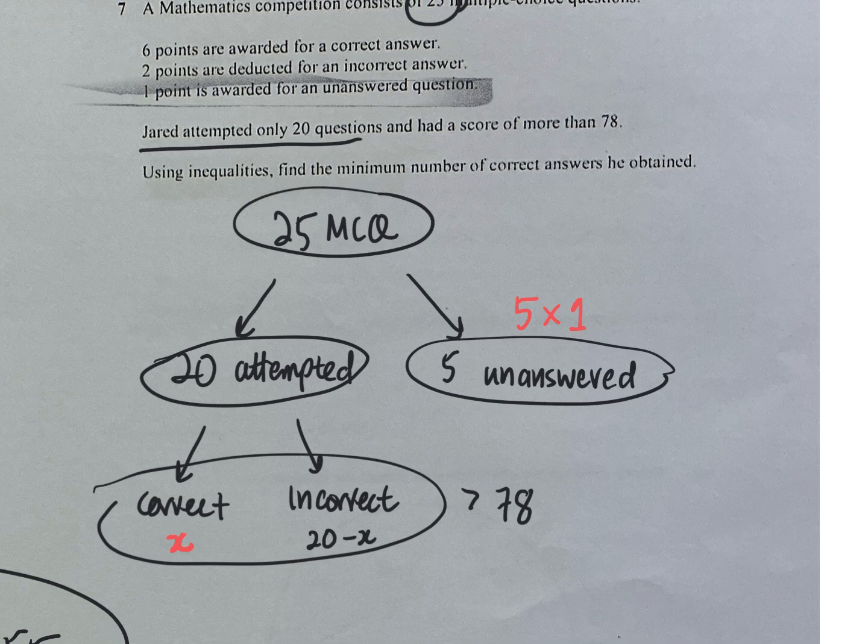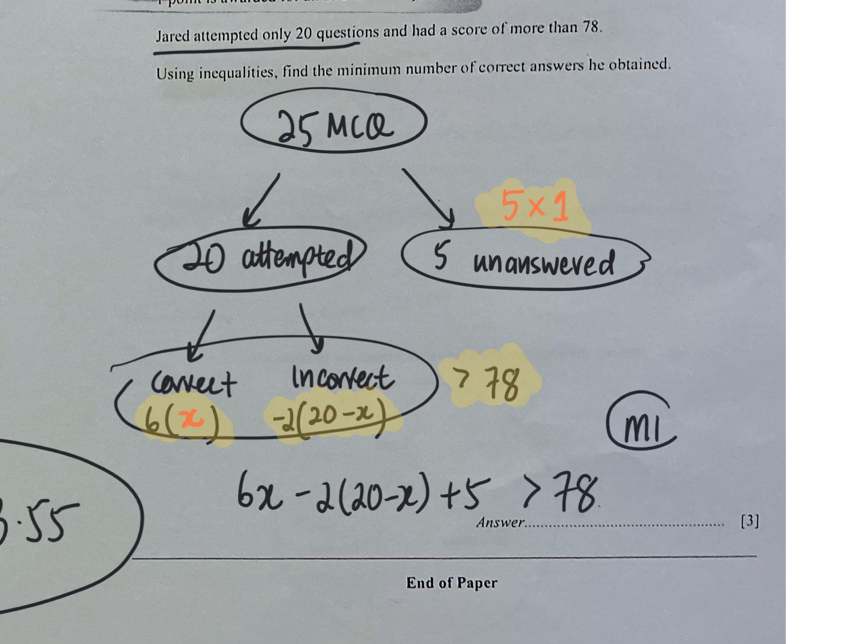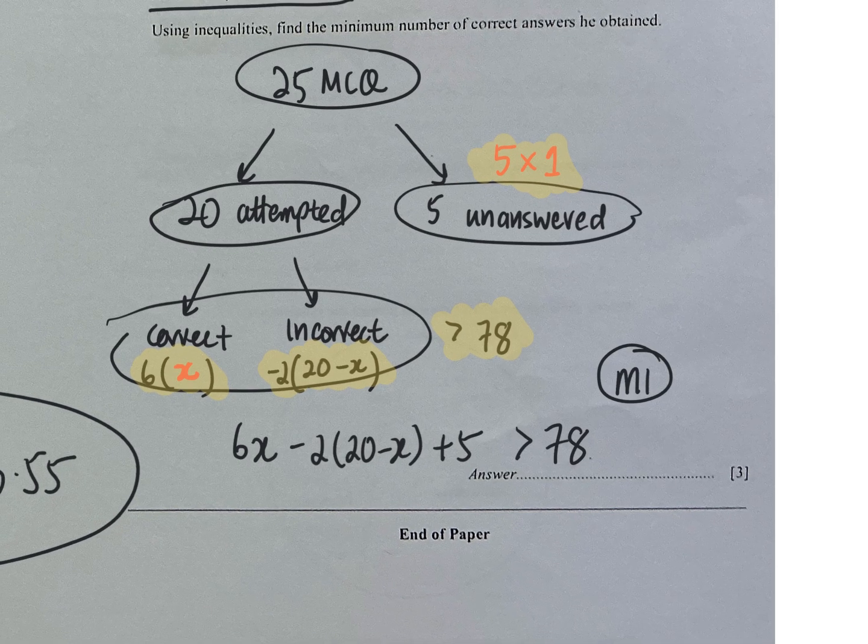Okay? So for the correct answer, it is 6 points for each. And then for the incorrect one, it's a 2 points deduction. So times negative 2. And this must be more than 78. So create the inequality. You will write 6x minus 2 times this plus the 5 marks. It must be more than 78. So the moment I see this inequality, you get your first mark. Okay, second mark is the simplification.